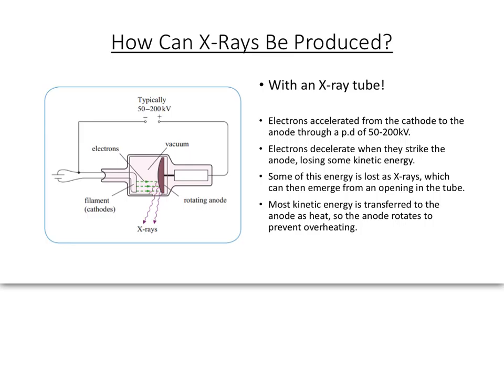When the electrons strike the anode, which is typically made of materials such as tungsten, they decelerate, losing kinetic energy. Some of this energy is lost as the X-rays, which can then emerge from an opening in the tube. This is good news, as we need the X-rays. Unfortunately, most of the kinetic energy is instead transferred to the anode as heat. So, to get past this problem, the anode rotates. Also, spinning objects are very cool.